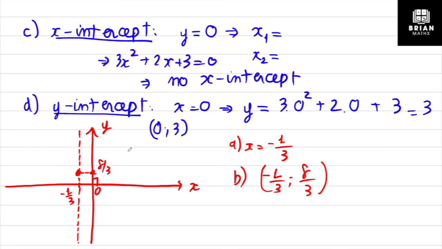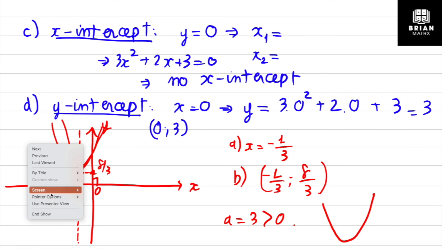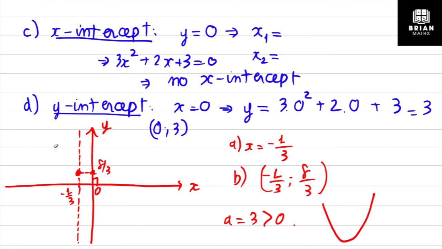And you know the value of a is 3. a equals 3, positive. So the form of this quadratic function is a smile, concave up, like this. So you will have a form like this, something like here. Okay, but exactly I don't know, so I use the third step and the fourth step. The third step is the x-intercept, we have no x-intercept, so it makes sense, right?